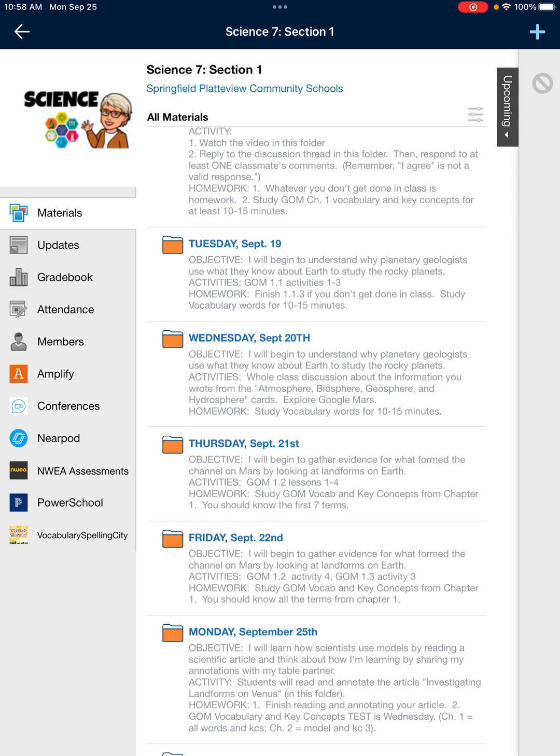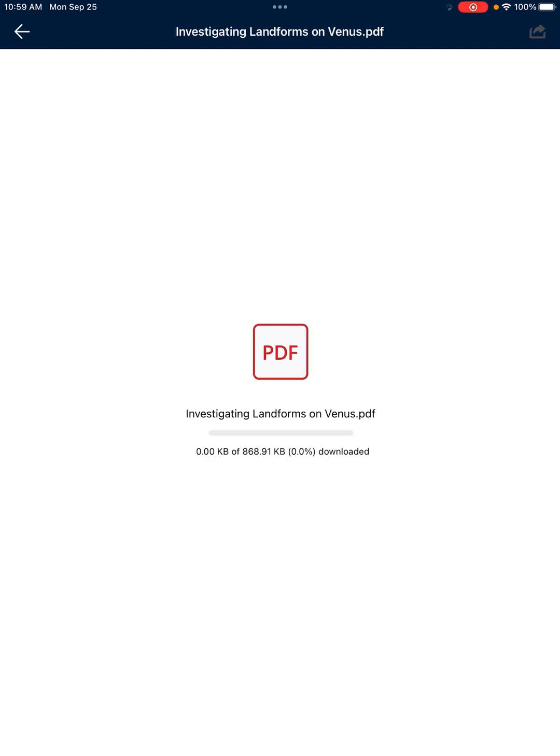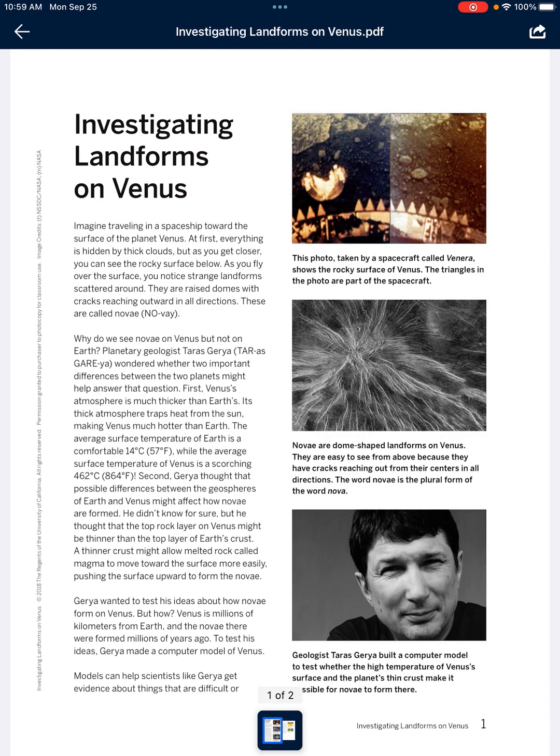All right, let's come back up to the objective. It says, I will learn how scientists use models by reading a scientific article and thinking about how I'm learning by sharing my annotations with my table partner. The key here is you are going to be learning how scientists use models. And key concept number 3 says scientists can use models to test their ideas and get evidence. So this article, I'm going to have you go ahead and open that. It's called Investigating Landforms on Venus.